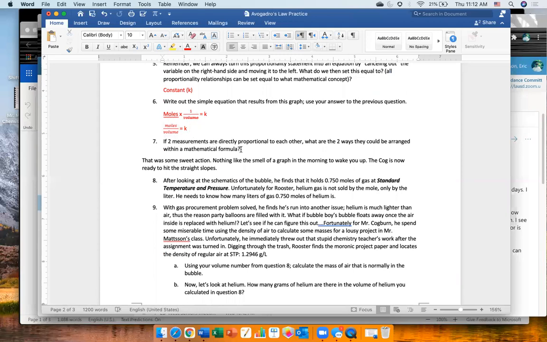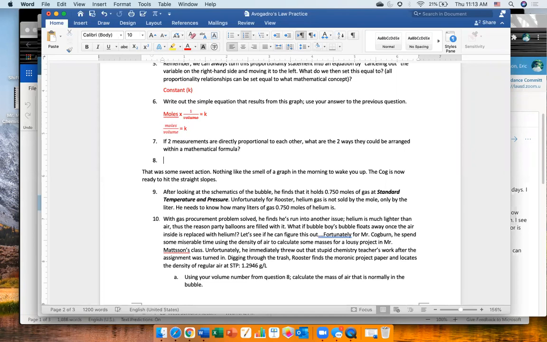So going on to 7, if two measurements are directly proportional to each other, what are the two ways they could be arranged within a mathematical equation? Whenever you look at a mathematical equation, if you're dividing two numbers by each other, it means that those two variables right there are directly proportional to each other. Doesn't matter what the equation is. If it's one divided by another, that means it's directly proportional.